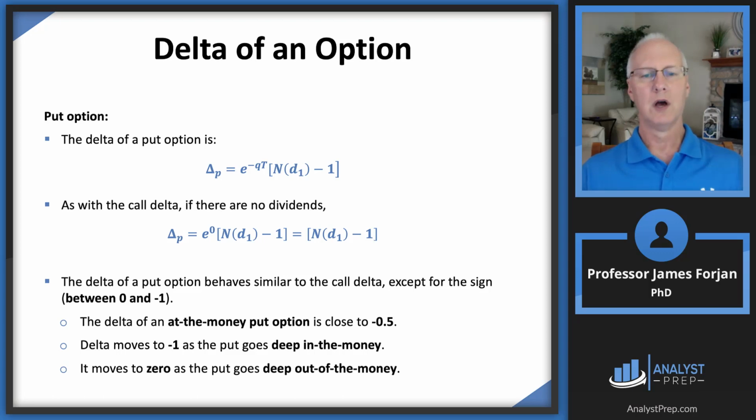Of course, the delta of a put option behaves pretty similar to the delta of a call option, except for the sign. So the delta of a put option is going to be between 0 and minus 1, because when the stock price goes down, right, when you own the put option, that's good news for you, and the put option price is going to go up. And the circle points there are the same as they were in the call option, with the difference in the sign.